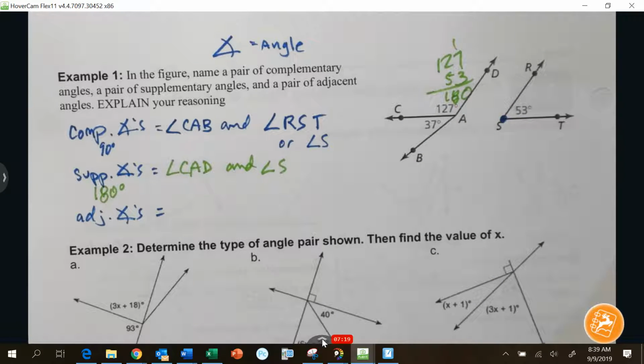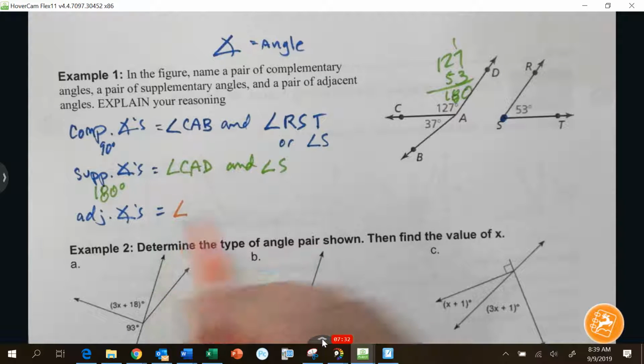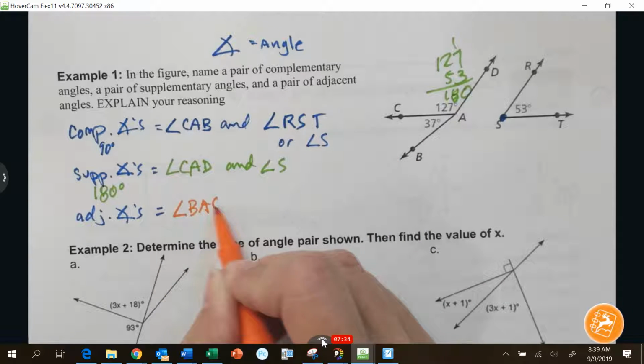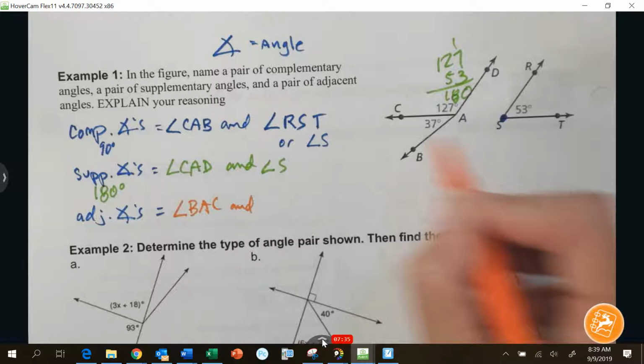All right, adjacent angles. Adjacent angles are two angles that share a common vertex. They share a common side, but they're not overlapping. Rakaya, do you see any? Angle BAC and CAD. Perfect.